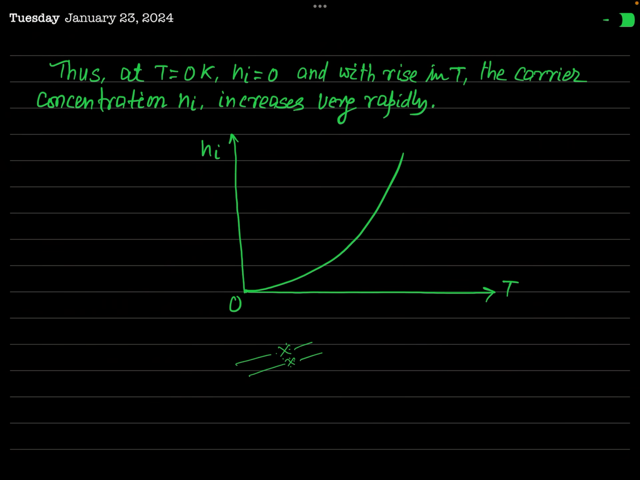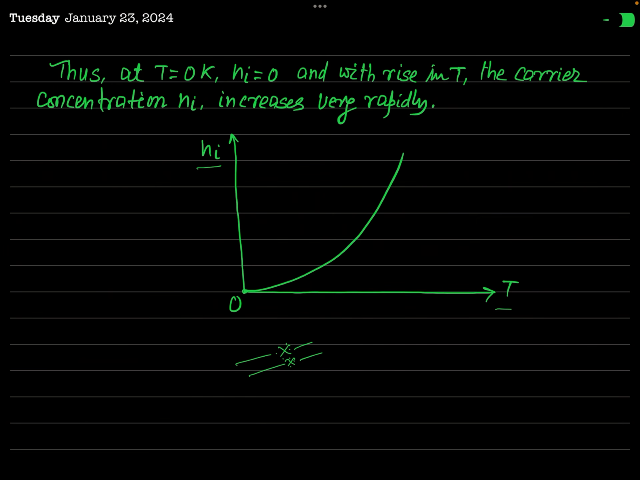In this graph, I have shown the plot of Ni against T. At T equal to 0, you can see the value of Ni is 0. But as the temperature is increased, Ni increases very rapidly, and our semiconductor starts to behave like a conductor because a large number of charge carriers become available to conduct electricity.